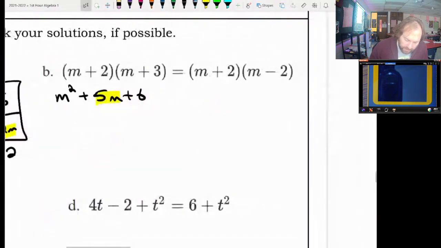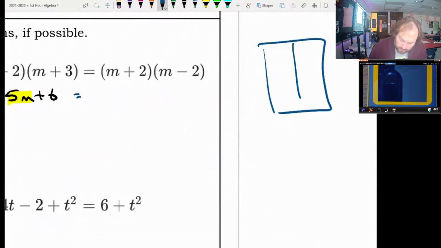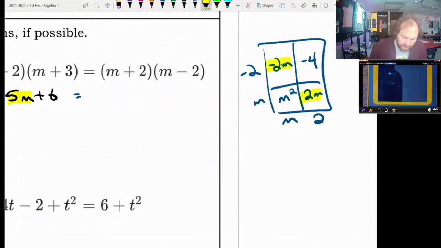Over on the right side, you know what? I'll be nice and do it over here. You'll have an m plus 2 and an m minus 2. This is an interesting one because you get m squared, a negative 2m and a positive 2m, and a negative 4. What happens is the negative 2m and the positive 2m actually cancel out. So you get m squared minus 4 and nothing else.